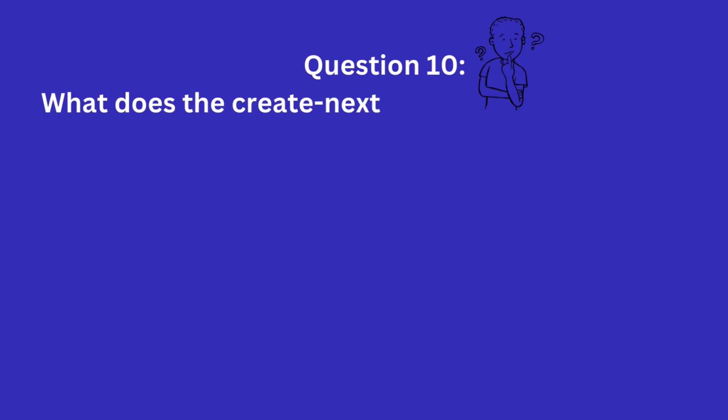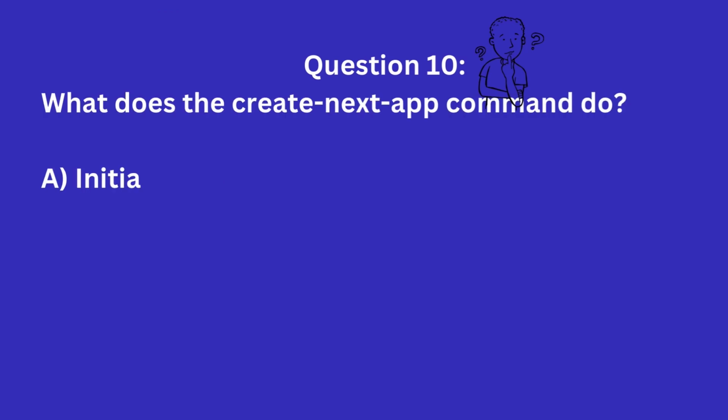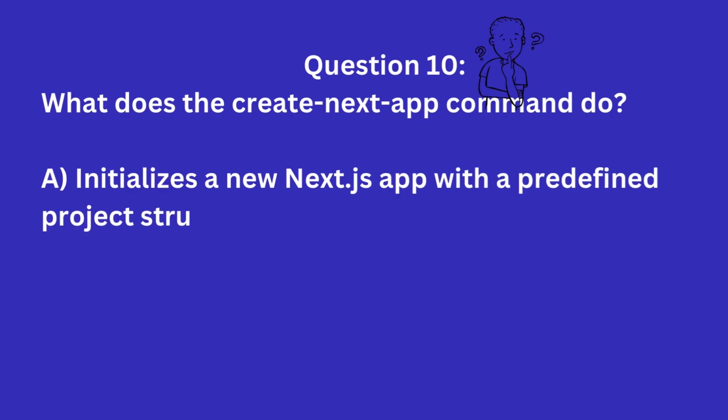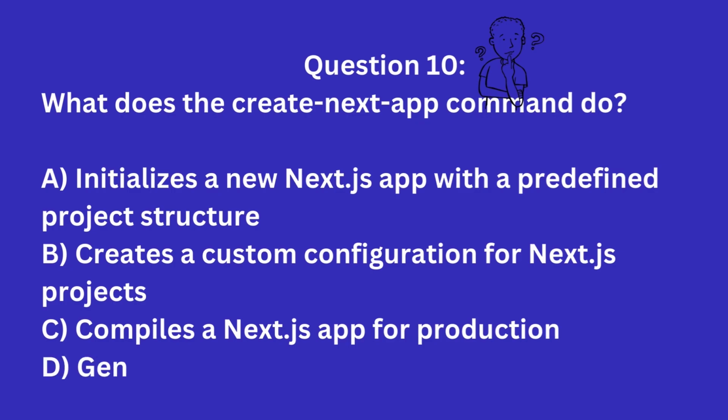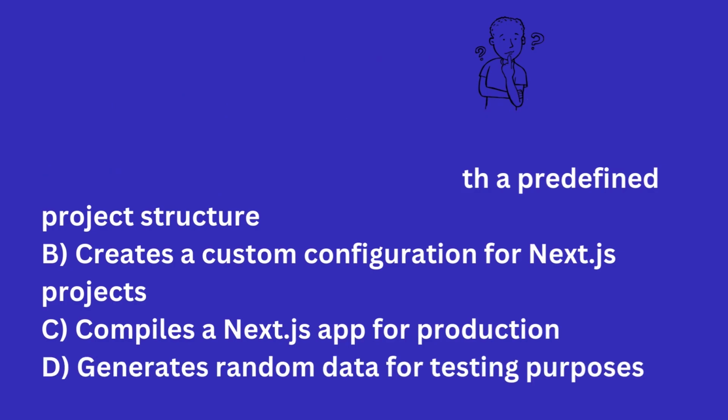What does the create next app command do? A. Initializes a new Next.js app with a predefined project structure. B. Creates a custom configuration for Next.js projects. C. Compiles a Next.js app for production. D. Generates random data for testing purposes.